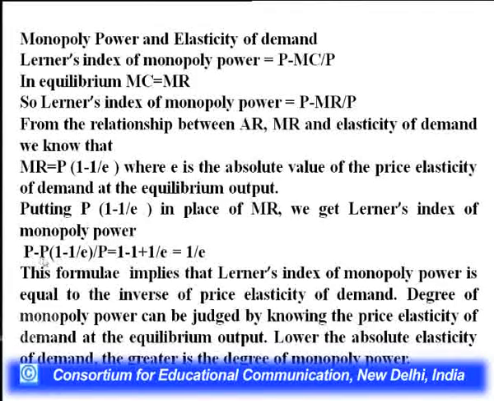power as P minus P multiplied by 1 minus 1 upon E the whole divided by P. This is equal to 1 minus 1 plus 1 upon E is equal to 1 upon E. This formula implies that Lerner's index of monopoly power is equal to the inverse of price elasticity of demand. So, degree of monopoly power can be judged by knowing the price elasticity of demand at the equilibrium output. Lower the absolute elasticity of demand, the greater is the degree of monopoly power.